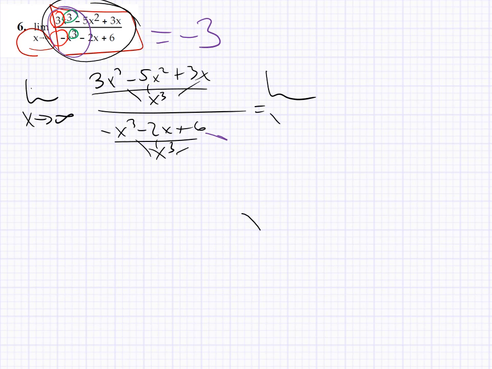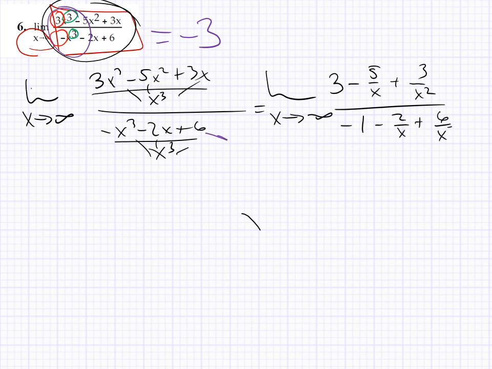if I take the limit as x approaches infinity of 3 minus 5 over x, that'll simplify out to be, and 3 over x squared, and this becomes -1 minus 2 over x plus 6 over x cubed. Sorry, this was a square here. And I look at the limit. Well, I can take the limit of each one of these pieces here. Well, the idea is the limit of this constant is going to be the constant.